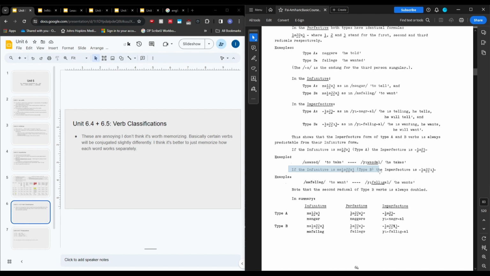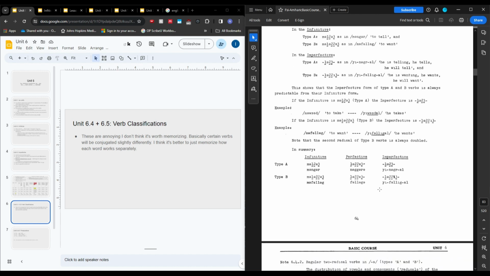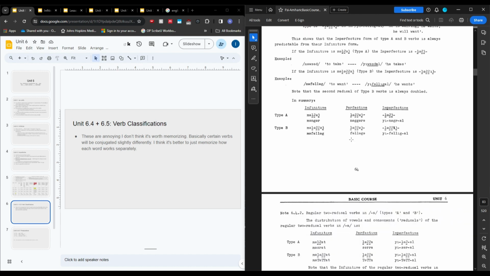If it's a type B infinitive, and this is where the big difference comes in, where you have 1, 2, and 3 in this format, the consonant before the 3rd radical is going to change into an I. So mefelig is affected by this, and it sounds more like yefelegal, where it's an I here rather than an E. Honestly, if you said yefelegal with an E, it doesn't really make that much of a difference in how it sounds, and people will be able to understand you. But that's the big takeaway from being able to recognize this.